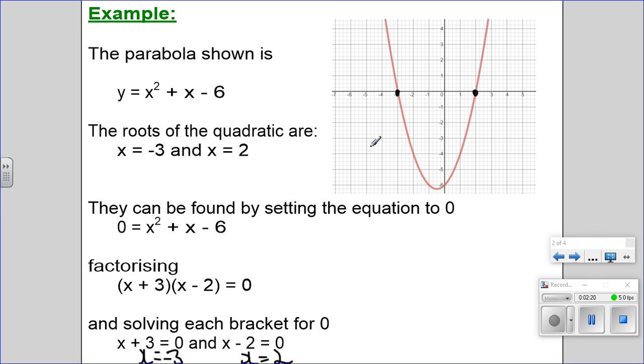We do not need to draw the graph. We don't even need to see the graph. We just know that at the x-intercepts y is 0, and solve for 0. There's no new skill here. You know how to solve an equation, you know how to factorise. Nothing new here.